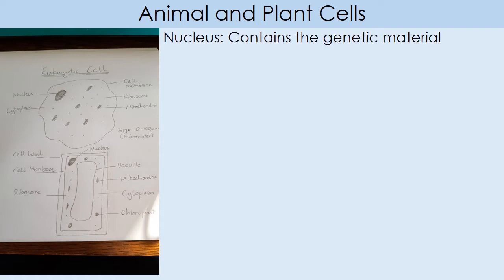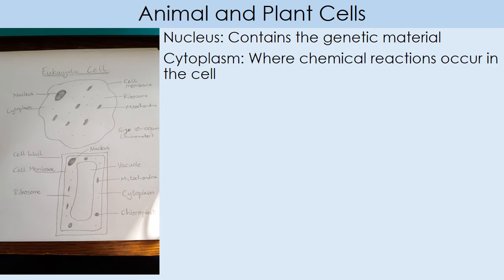So we've got the nucleus. All cells contain a nucleus, obviously except for the red blood cell, which doesn't contain one. The nucleus contains the genetic materials. This is all the information that is in the cell. We've also got the cytoplasm. This is where chemical reactions occur. It's that jelly-like substance. You struggle to see it generally within the cell, but it is there. It's where everything occurs and it holds everything in place.